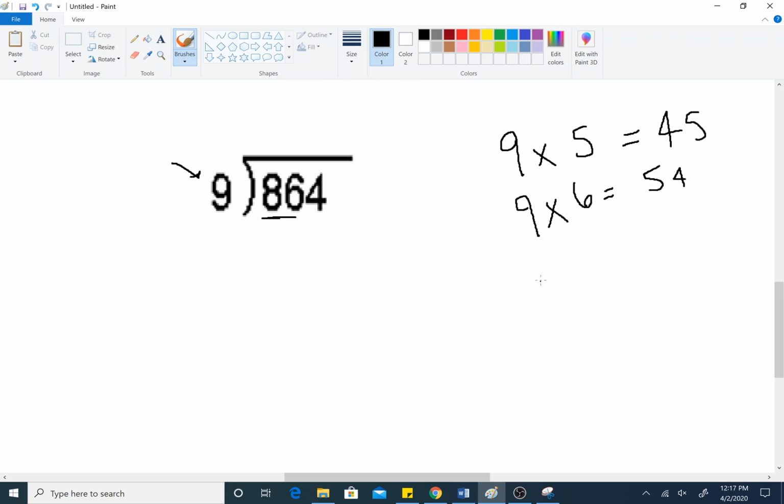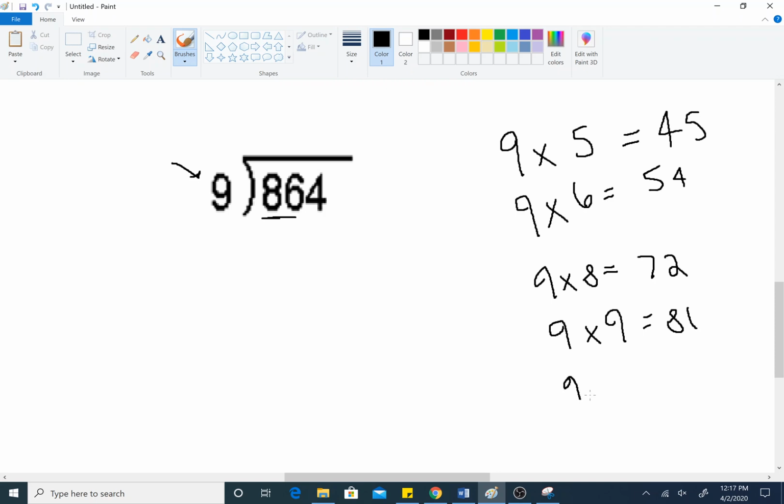9 times 6 is 54, okay? We're still pretty far off. Let me try 9 times 8. 9 times 8 is going to give you 72. Maybe we're getting close. Remember, you want to get a number that's really close, but not too high, right? You want to get as close as possible. Let's try 9 times 9. If you do that, you're going to get 81, okay? 81 looks like it works here.